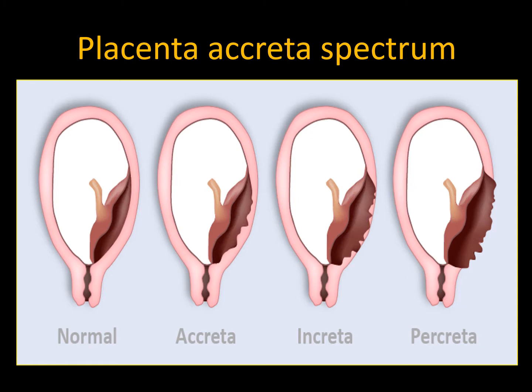Here we have the placenta attached normally to the uterine wall, going through the decidua, this is accreta, and through the myometrium, but does not come out through the surface of the uterus, does not come out through the serosa. This is increta. Percreta is if it goes beyond the serosa, and it may invade surrounding structures such as the bladder.